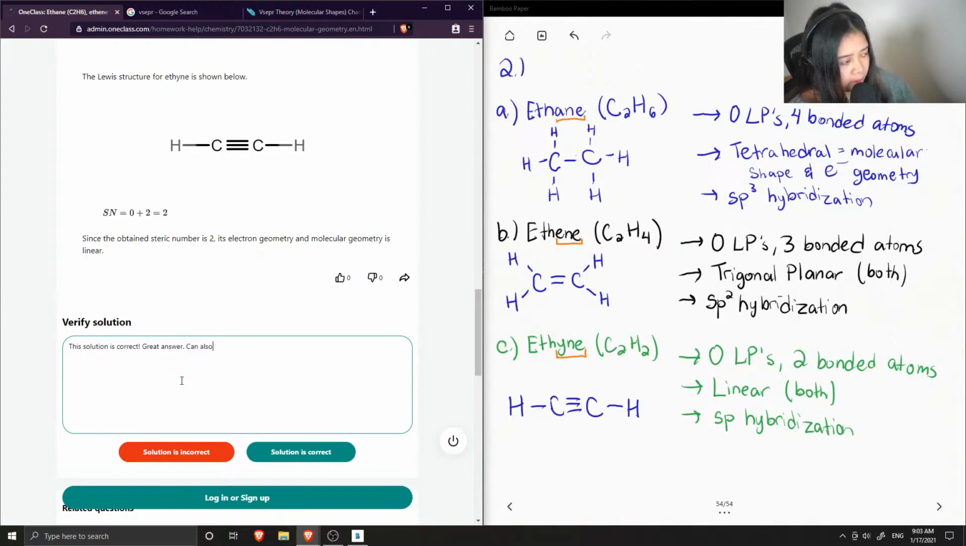I'm also going to say we can use the VSEPR theory table to solve the answer. Sometimes the VSEPR theory table is given in the quiz or in the test, so it's also good to know how to use it because it gives off a lot of information.